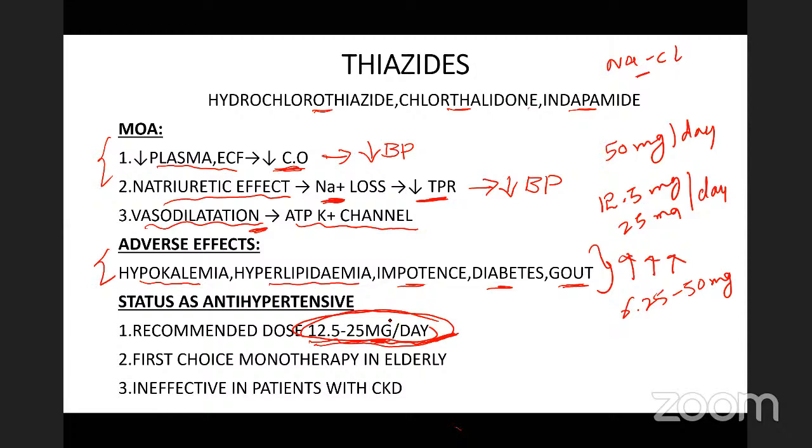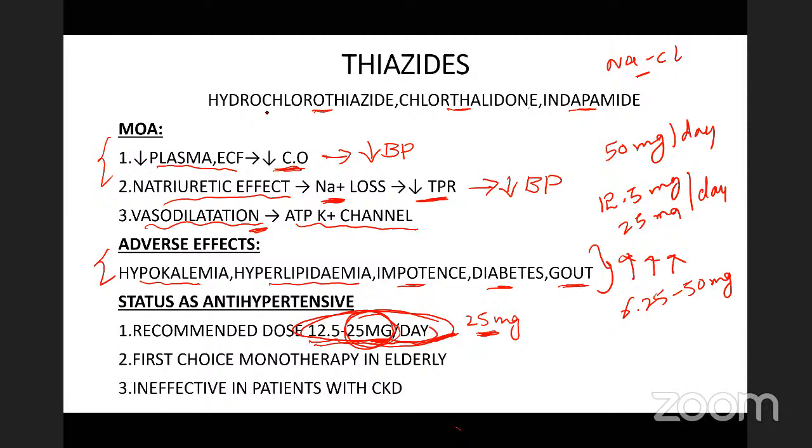Whenever the drug is not reducing the BP at 25 milligram per day, it is advised to go for other drugs rather than increasing thiazide. It is always advised to go for the other group of drugs, because increasing more than 25 milligram does not produce any benefit. So it is preferable to go for the other group of drugs.